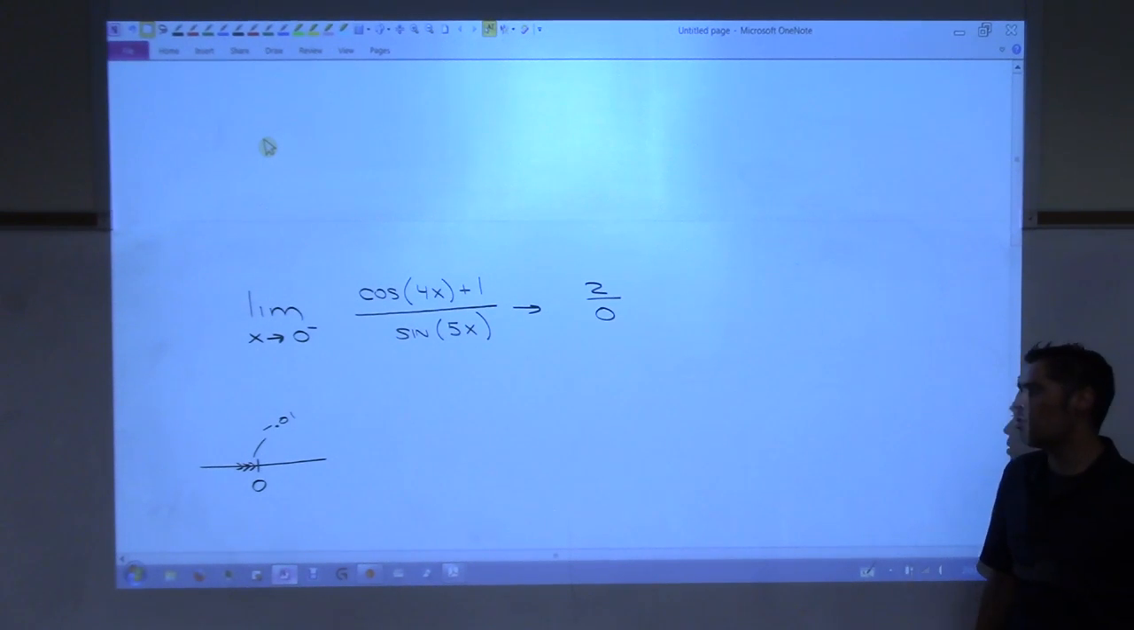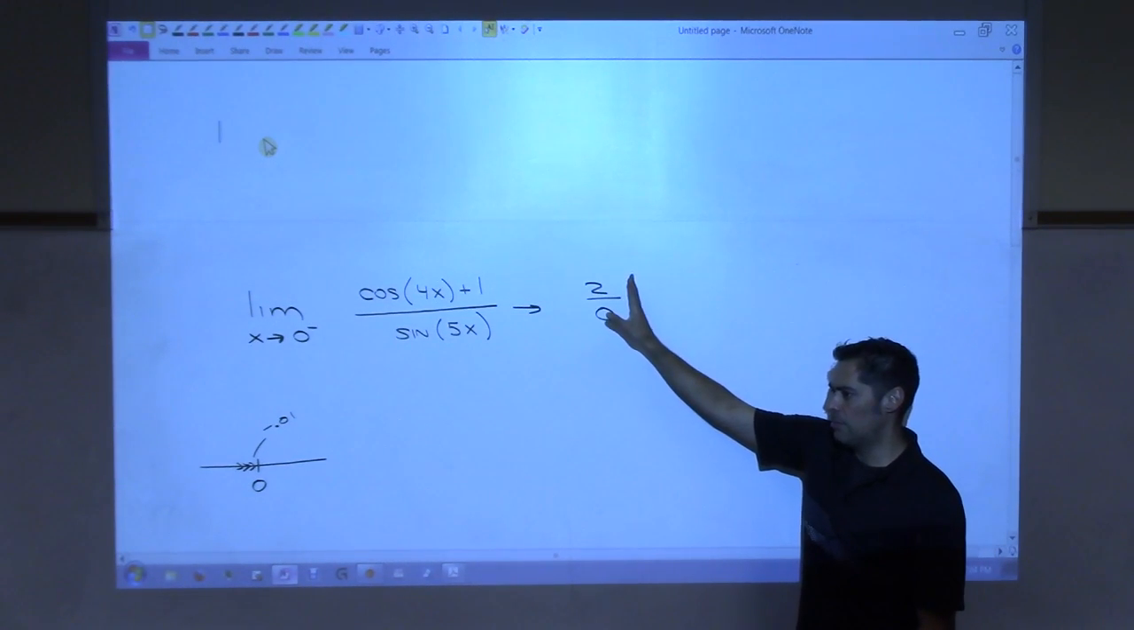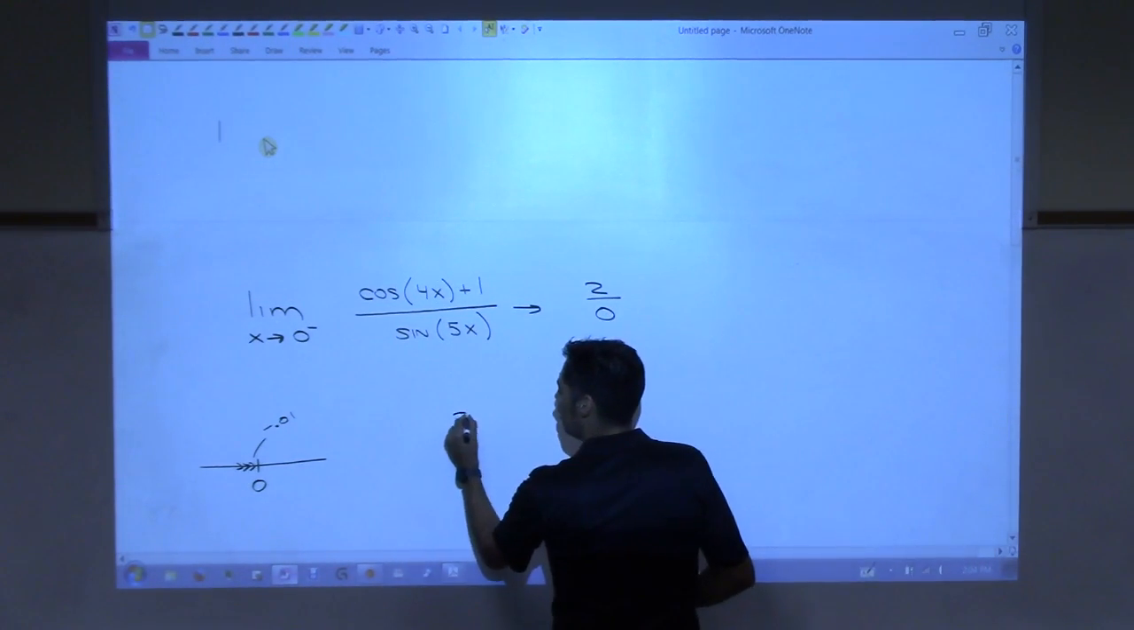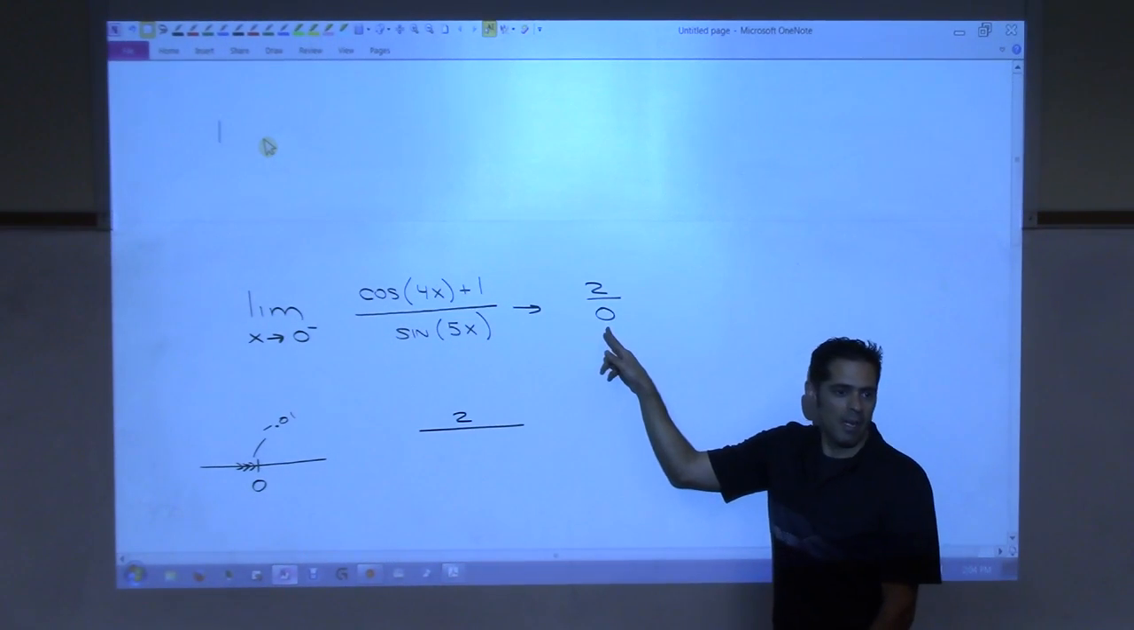What do we know for sure the top is headed towards? 2, right? We already know that. That's not an issue. So I know the top's headed to 2. The only real question is to figure out what the sign of the denominator is, if it's positive or negative.